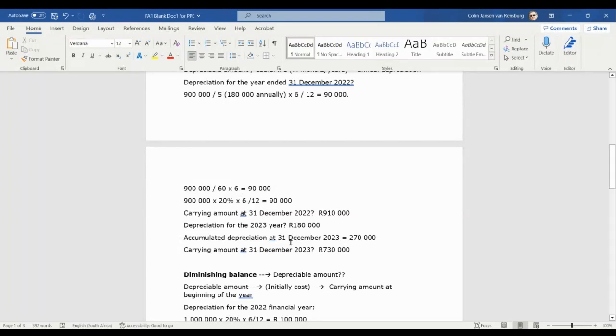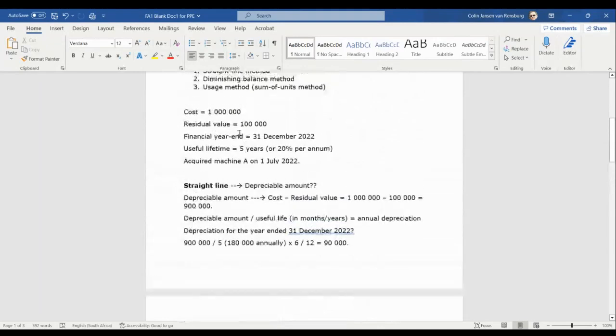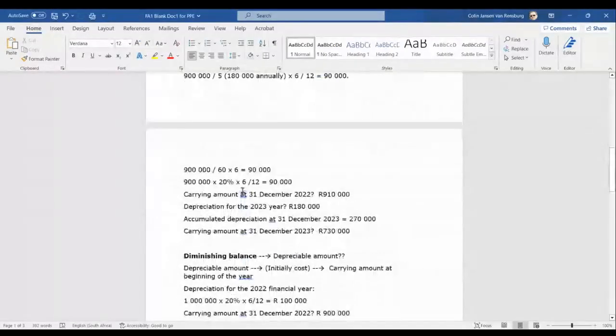So how does this work, ladies and gentlemen? With a diminishing balance, in the very first year, and this only relates to the very first year in which you have use of that asset, you use your initial cost. In other words, in our example, the full 1 million rands as your initial depreciable amount, right? Thereafter, every subsequent year after the first year, you use the carrying amount at the beginning of that particular financial year as your depreciable amount.